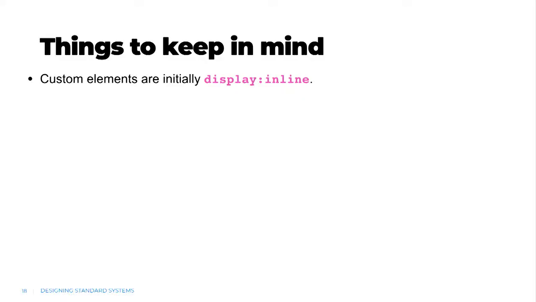So let's look at some things we need to remember about these. One of the first things we discovered when we began our implementation was custom elements are initially display inline. I was not expecting that for some reason. So you may need to change them to be display block, display inline block, whatever you need that element to behave like.